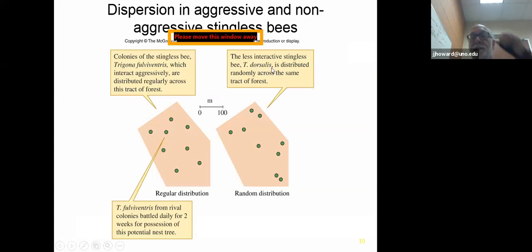Trigona dorsalis is another lovely stingless bee, and they are very unaggressive, really nice bees. As the name implies, they're not a menace to people. But you see that some of them are kind of distant from other colonies, and others are very close, and that's because they don't really interact.